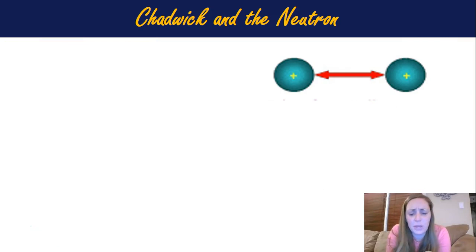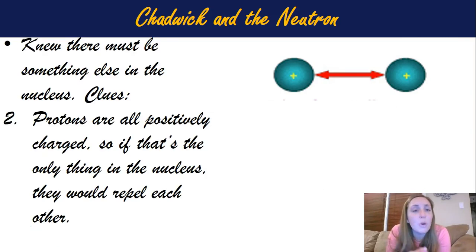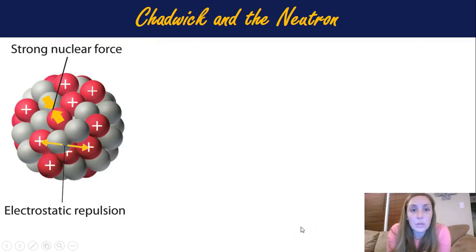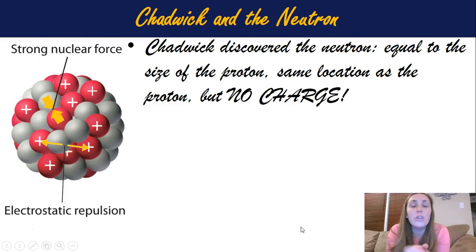The next thing Chadwick thought about is that protons are all positively charged. So if that's the only thing in the nucleus, then the nucleus wouldn't stay together. So there has to be something else in there because those protons would all repel each other. So with these clues, Chadwick did a series of experiments and he found the neutron.